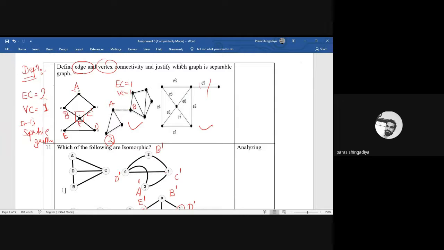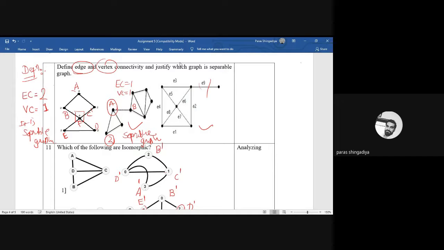Now what is the answer of vertex connectivity? That is also 1. Just delete vertex A, or B. ठीक है, A और B में से कोई एक को delete कर दो. ठीक है, so graph becomes disconnected. So vertex connectivity is also 1. Clear? And as we know, if vertex connectivity is 1 for that graph, then this graph is known as a separable graph. So it is also a separable graph.